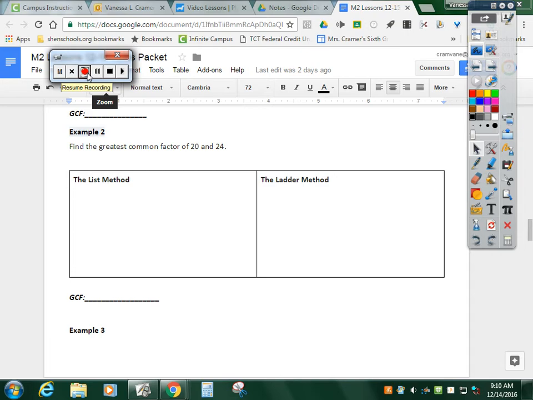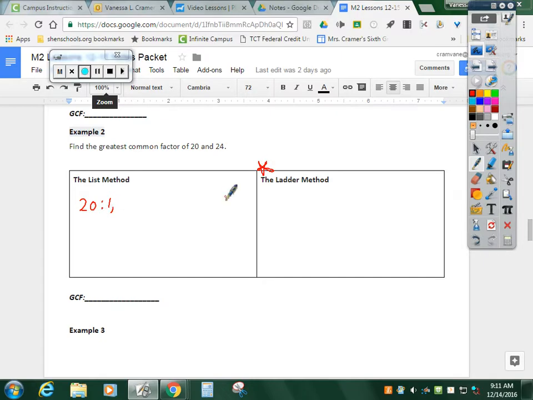In example 2, it asks us to find the greatest common factor of 20 and 24. I am going to do the list method one more time just so you have a backup plan, but it's not one that I would encourage you to use because sometimes my students miss facts. Sometimes they don't know the facts of all the numbers. So I think that the ladder method is going to be my favorite choice. But let's just do the list method one more time so you have a backup plan.